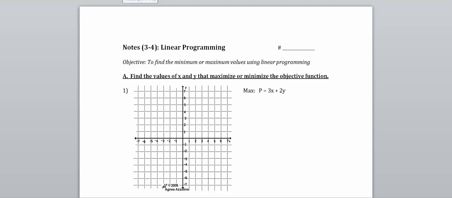So notes today are going to be on linear programming. The objective of linear programming is to find the minimum or maximum values, either a maximum profit, or the minimum cost. When you're finding out for businesses, you want to know, hey, what do I need to do to maximize my profit, or what do I need to do to minimize my cost? So we're going to use linear programming today to find the maximum and minimum values.